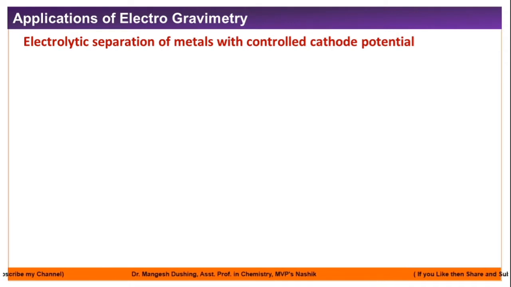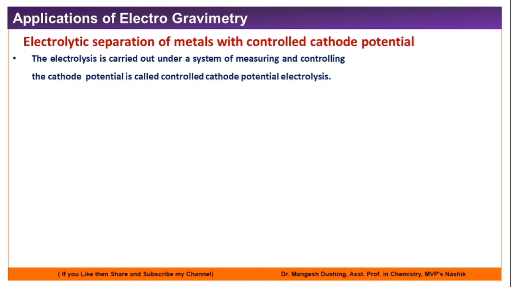In the gravimetric method, a metal to be determined is deposited electrolytically upon a suitable electrode, and from the gain of weight in that electrode, the amount of metal in the sample is calculated. The electrolysis is carried out under a system of measuring and controlling cathode potential. It is called controlled cathode potential electrolysis.